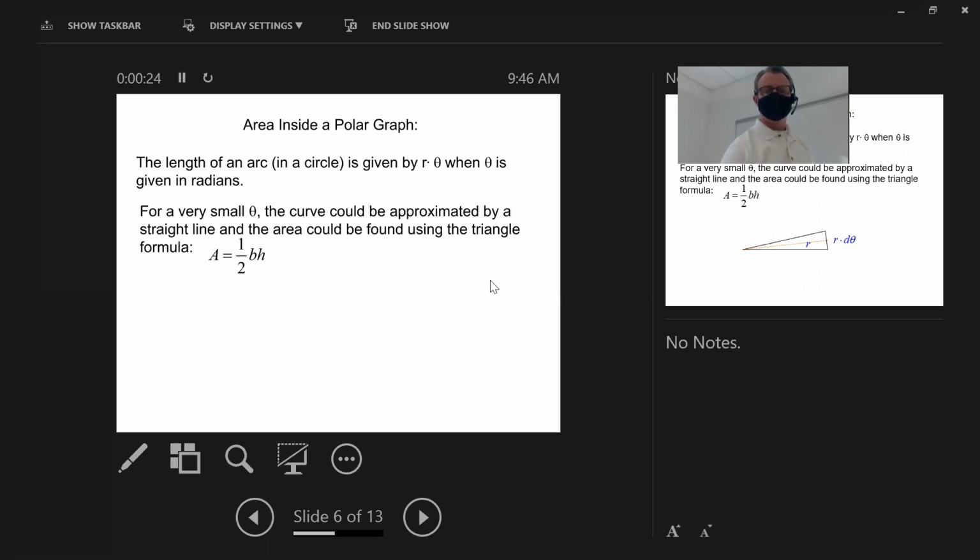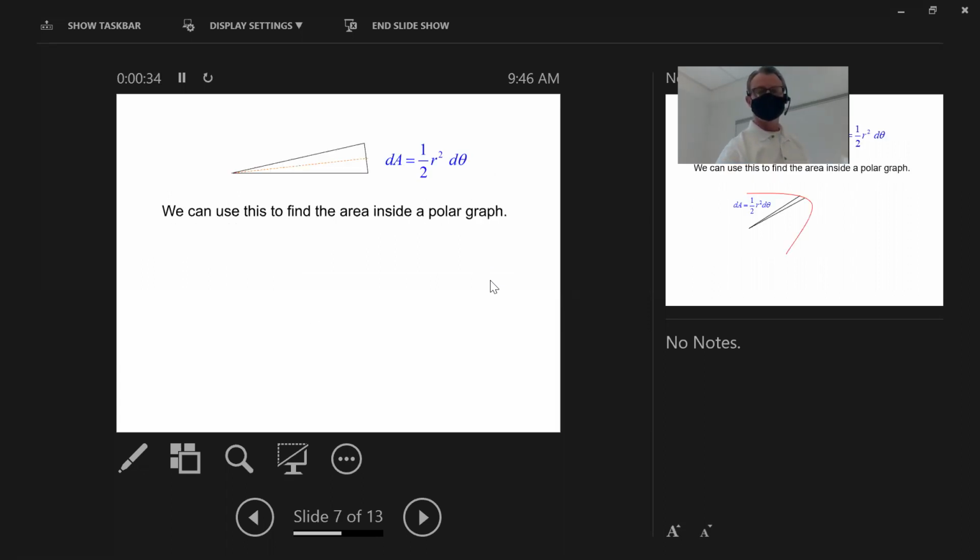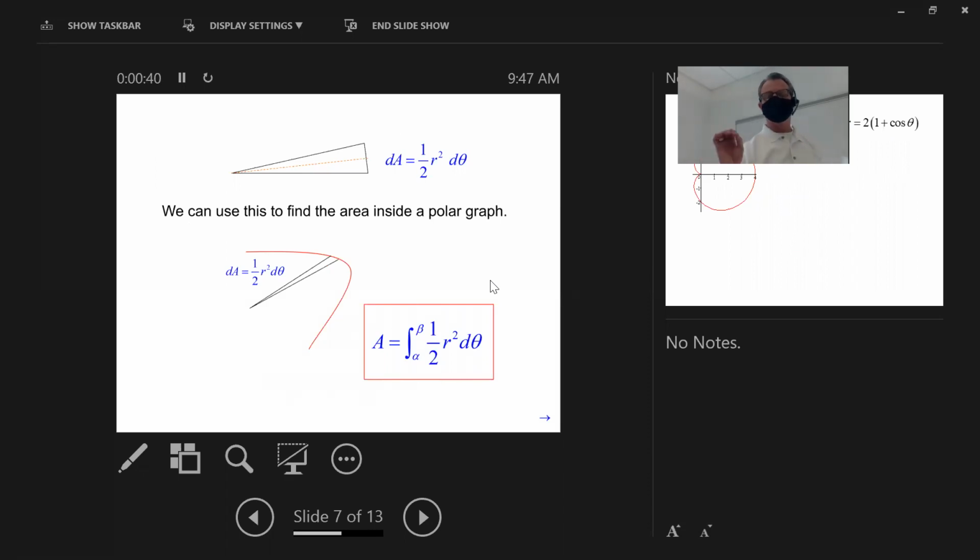Now, don't really worry about this. I think I'm going to explain this to you a little differently in the PDF. I just want to go through the example. So the area enclosed by a polar curve is the antiderivative, with limits from where to where, of 1/2 r squared d theta.